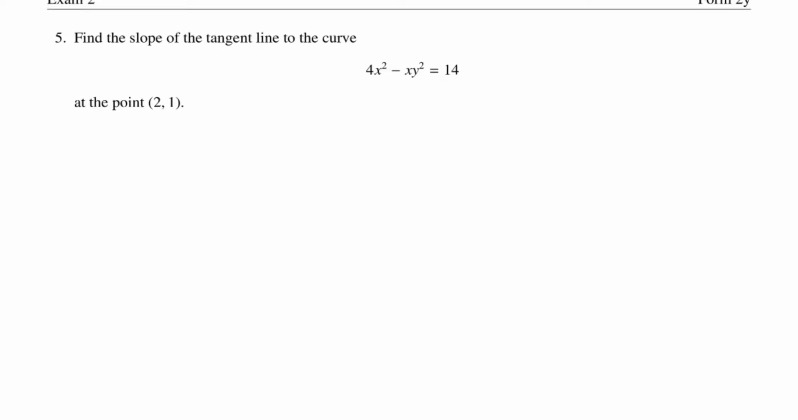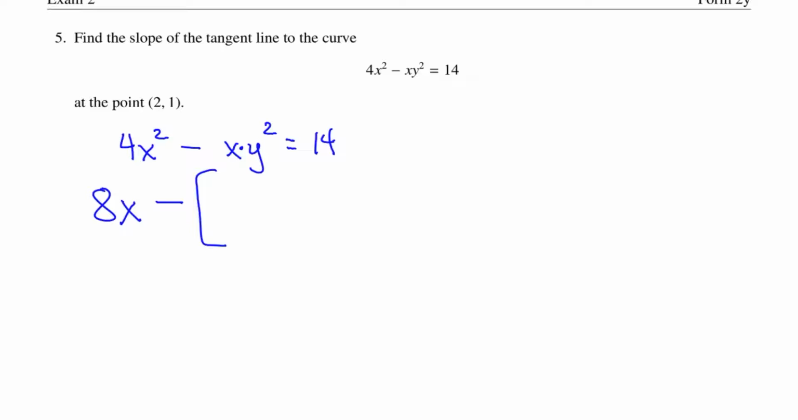Problem 5, find the slope of the tangent line to the curve 4x squared minus xy squared minus 14 at the point 2, 1. So we need to find this derivative using implicit differentiation. So there's the equation. I'll differentiate the first part. The derivative of 4x squared is 8x minus, and now the derivative of xy squared is the product rule. This seemed to be the problem that tripped a lot of people up. You have to recognize this as a product, and you can leave the negative on the outside.